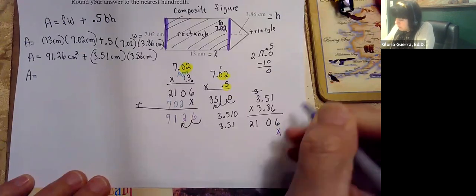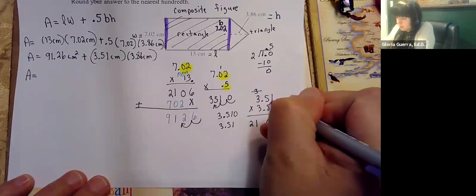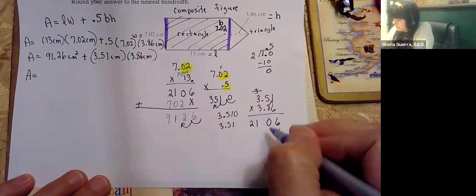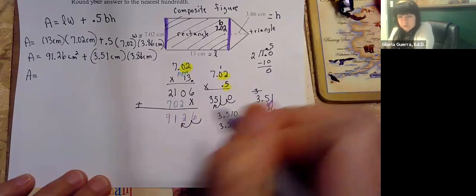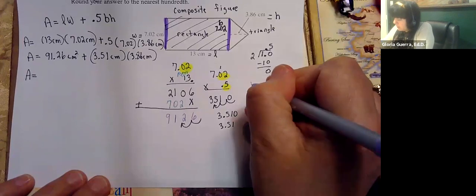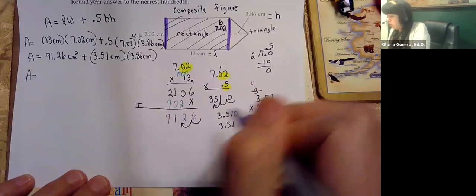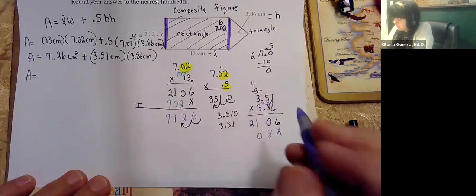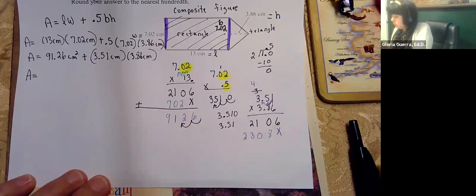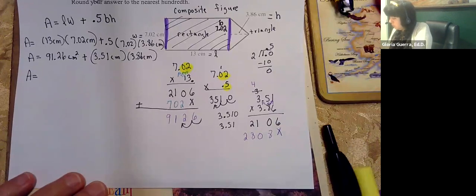But I'm going to start now with this second column. 8 times 1 is 8. 8 times 5 is 40. Carry the 4. 8 times 3 is 24. Plus 4 is 28. Okay. Now I'm going to do the third row multiplication.